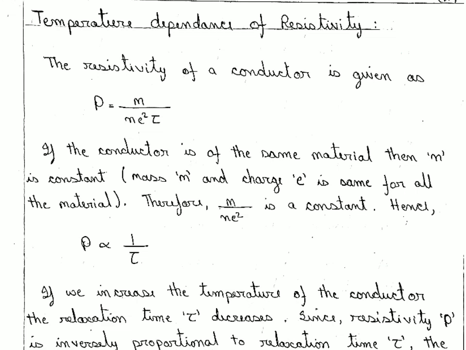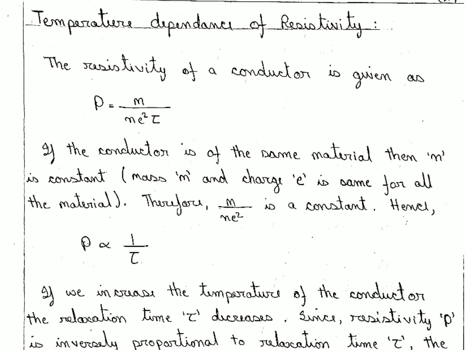Relaxation time is the time in which an electron accelerates under the influence of the electric field before colliding with the positive ion. So that time in which the electron accelerates before colliding with the positive ions is known as the relaxation time. And this relaxation time depends upon the temperature.